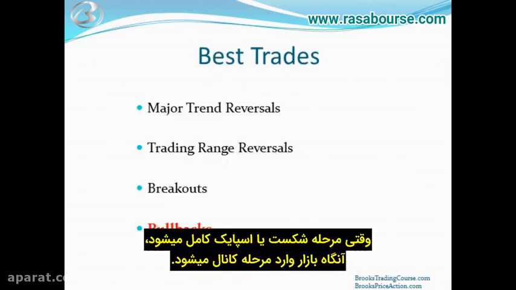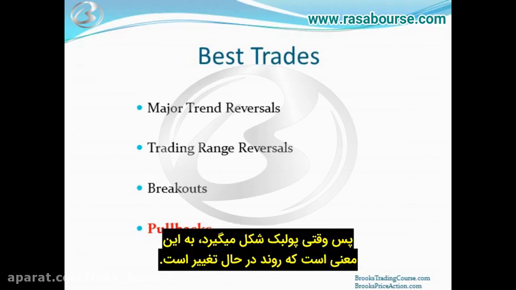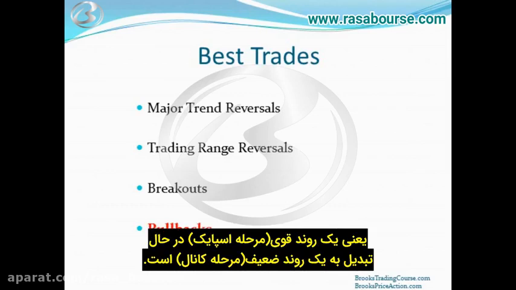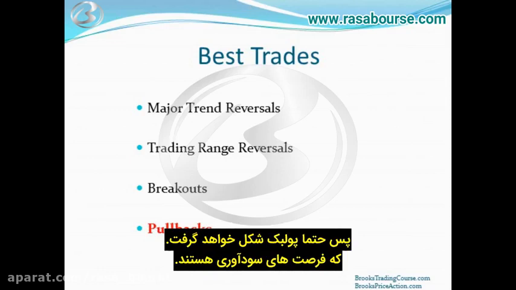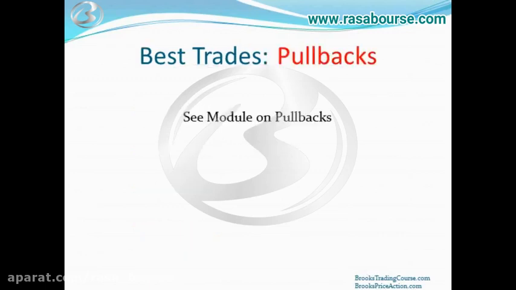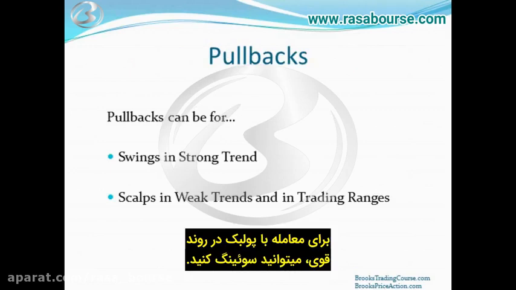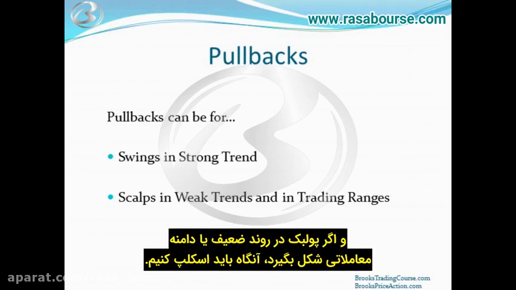Pullbacks. Once the market completes the breakout phase, it enters the channel phase, and the channel phase begins with pullbacks. So once the market is starting to have pullbacks, the trend is changing from a strong trend, the breakout phase, into a weak trend, the channel phase, and there'll be pullbacks, and they offer great opportunities for profit. You can take a look at the module on pullbacks. Pullbacks can be traded for swings in strong trends, and scalps in weak trends and in trading ranges.